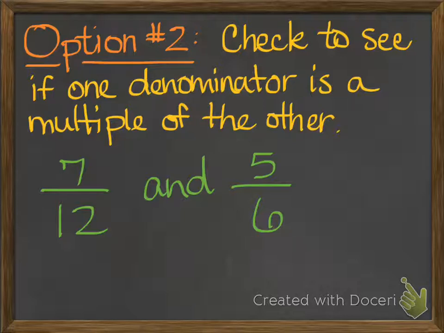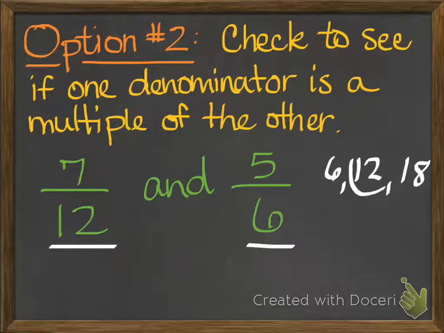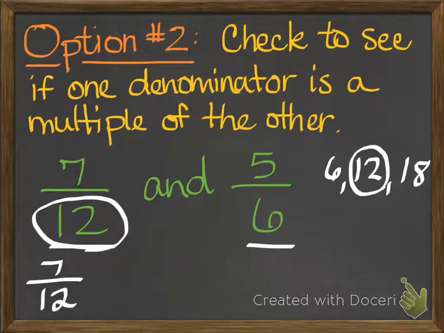Okay, so that means that when we have 12 as our denominator here, and we have 6 as our denominator here, the multiples of 6 are 6, 12, 18, and so on. I see that 12 is one of its multiples. Well, 12 is right here. So I'm going to leave 7/12 the same, and I'm going to change the 6 to a 12. To change that to 12, I'm going to have to multiply it times 2. 6 times 2 will equal 12.